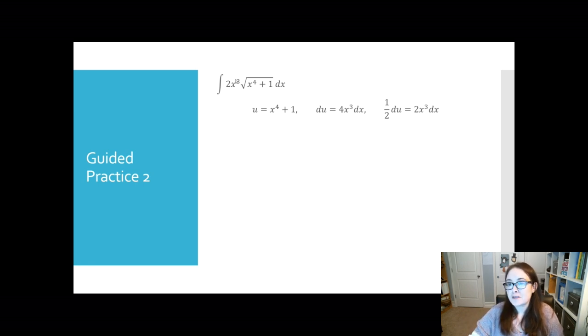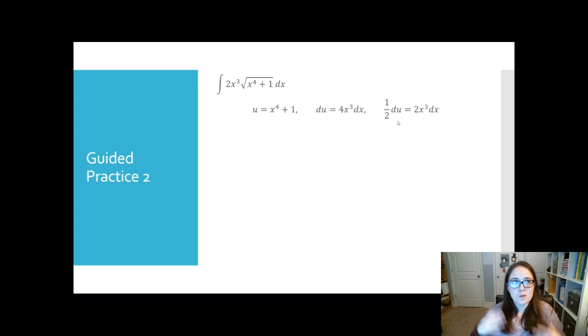So I see that I have a 2x cubed dx in the integral, and I have a 4x cubed dx equal to my du. And so I try and get the right side to look just like what is in the integral, which means that I want that 4 to become a 2. I can do that by dividing both sides of this equation by 2. So I get 1/2 du is equal to 2x cubed dx. So that means when I go to do the actual substitution here, the 2x cubed dx gets replaced with 1/2 du.